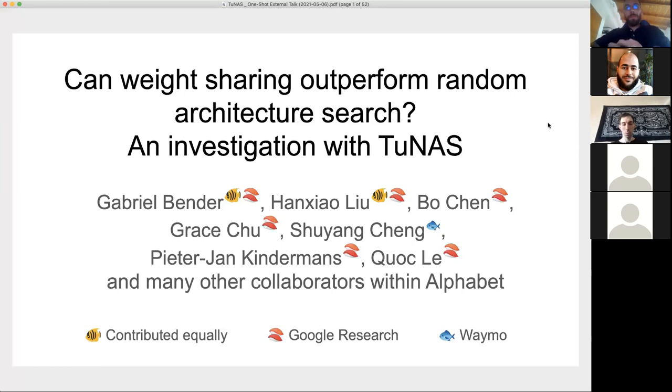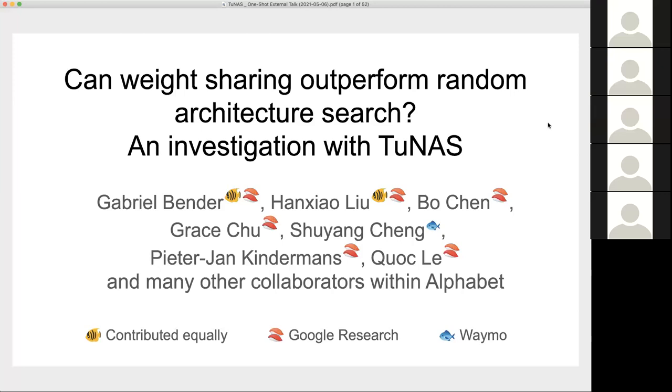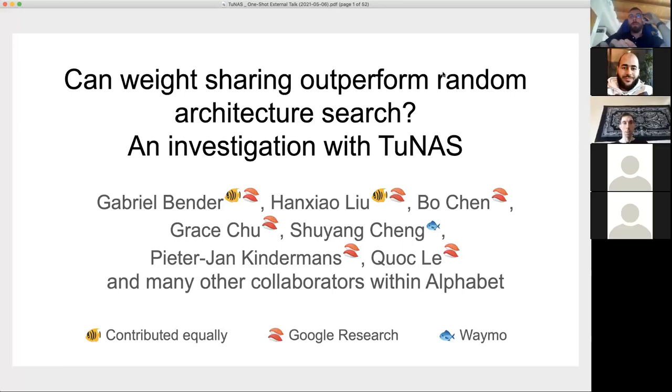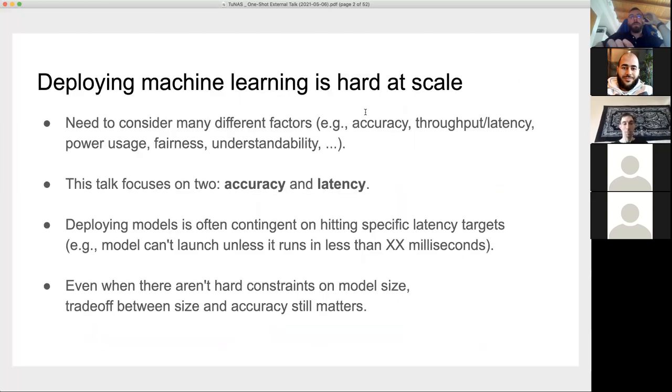So I'm going to talk about a project that I've been working on recently called TuNAS, focusing on weight sharing NAS. And this is joint work with a lot of different collaborators from different parts of Alphabet.